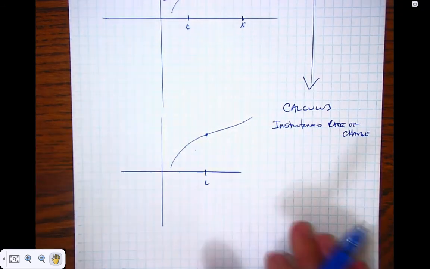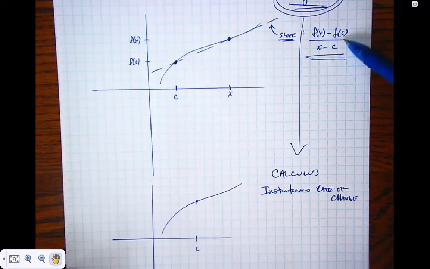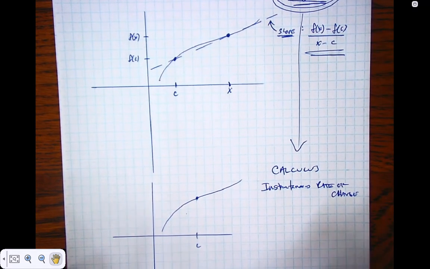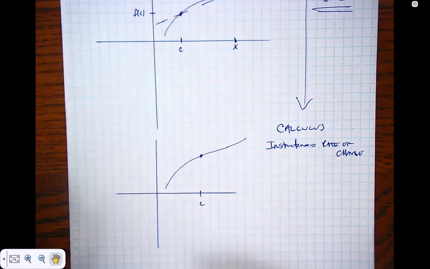We have a huge problem, you guys. Like we had 2 points here. This was super easy because I know how to find the slope through 2 points. So how do I find the instantaneous rate of change at 1 point? Well, let's play around with this.